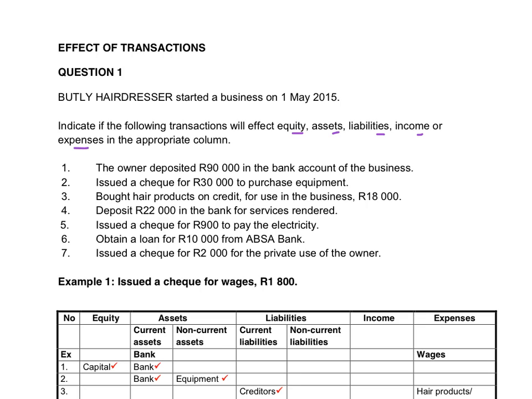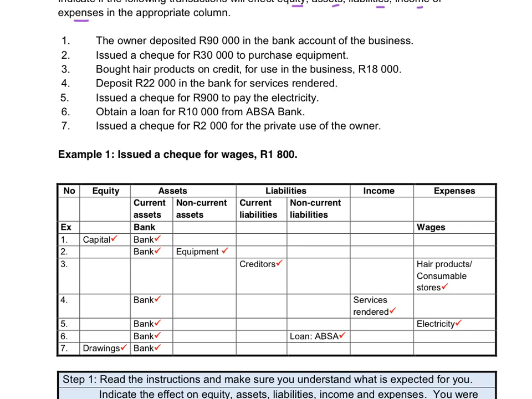If you're unsure how to answer the question, look at the example and see what we did in the example. In the example, we said issued a check for wages. So that means we indicated that money will go out of the bank. Bank is a current asset, and the expense that's paid is wages, so that will affect expenses.